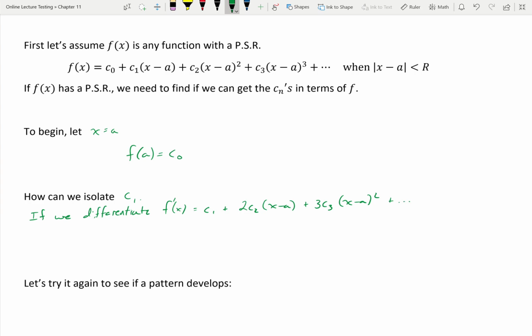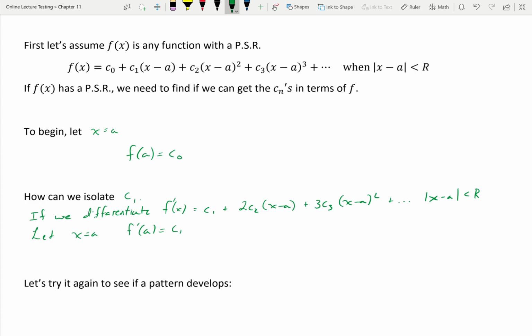So what we're saying is it has a power series representation, which means it has a series representation. When we take the derivative of a series, the radius of convergence stays the same, pulling back from our previous knowledge. So the absolute value of x minus a is less than r. If we let x equal a again, then f prime of a is equal to c1.